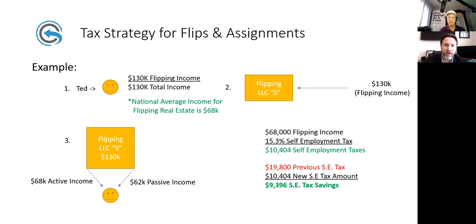We're going to have that other 50,000 come down to you passively, so you don't have to pay that 15.3% on it. We're going to save you $7,500 worth of tax. How's that sound? And the client says, that's great.